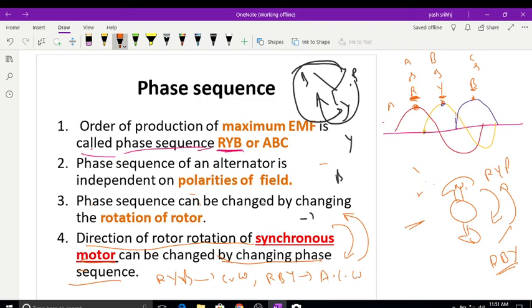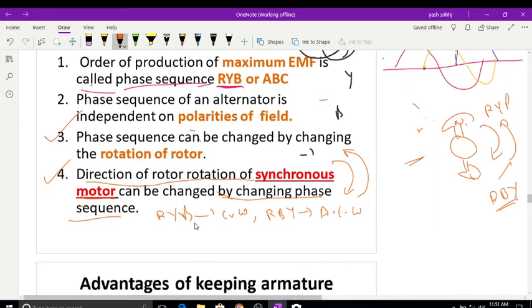anti-clockwise. So this is about the synchronous generator, this is about the synchronous motor. So this is all about the synchronous generator phase sequence.